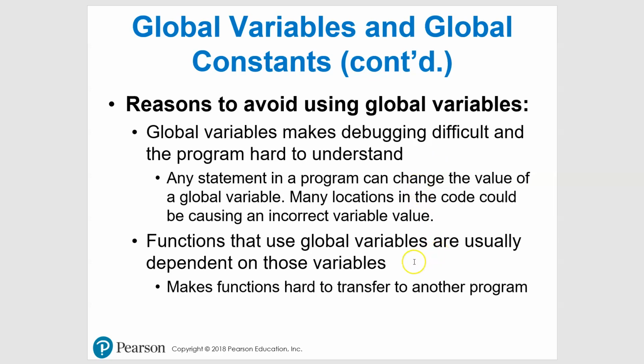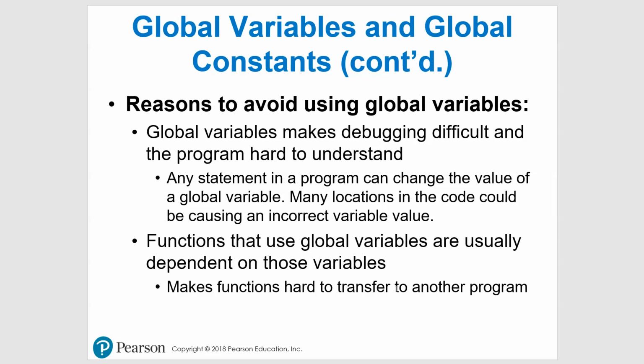Another thing is if you have a particular function that you want to copy out of a program and paste into another program, it makes it hard to transfer because you have global variables that are dependent on those values. So your function is dependent on those, and you have to be really careful of that. All right, so those are a couple reasons to avoid that.